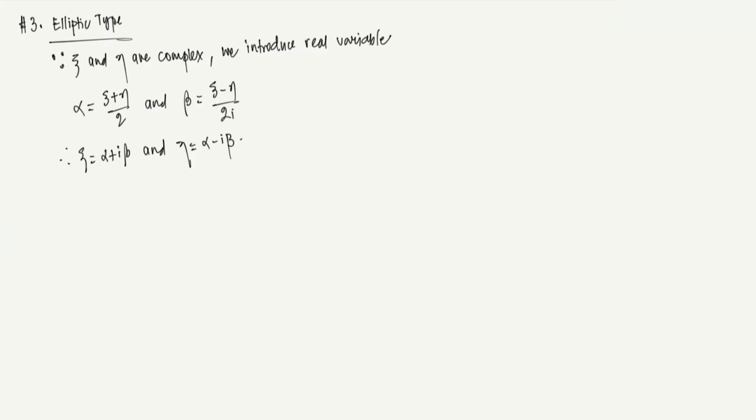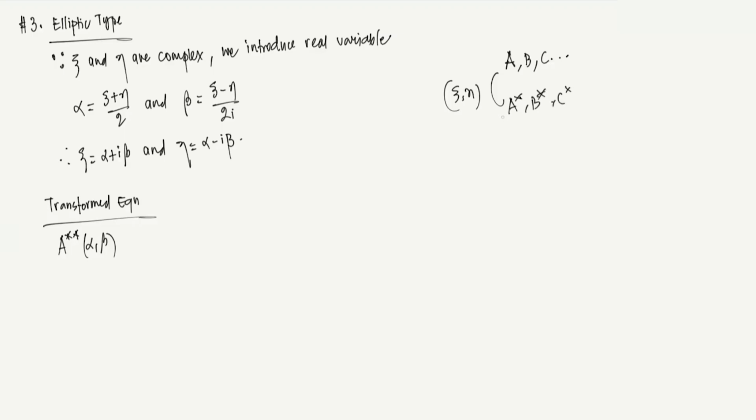Now, once they are real variables, just see how the equation looks now. The transformed equation will look like this. I can put a double star, because A star is always the transformed equation in terms of alpha, beta. Initially the original equation was given in terms of A, B, C, and then the xi and eta transformation gave us A star, B star, C star. Now, in this elliptic case, xi and eta are complex, so basically what we are doing is making it in a real variable.